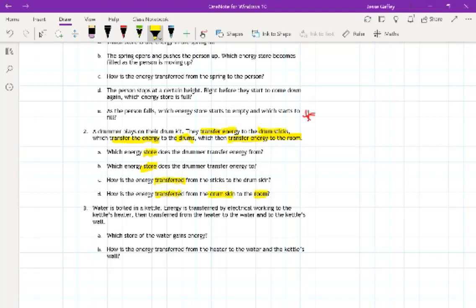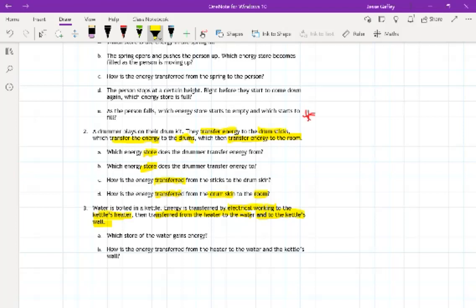Water is boiled in a kettle. Energy is transferred by electrical working to the kettle's heater, then transferred from the heater to the water and to the kettle's wall. So the water and the wall of the kettle warm up. Which store of the water gains energy? That's going to be the thermal store. So as the water warms up, energy is being transferred into its thermal store. That's what makes it get hotter.